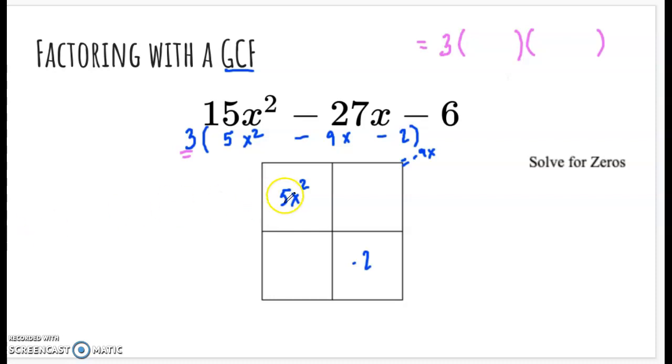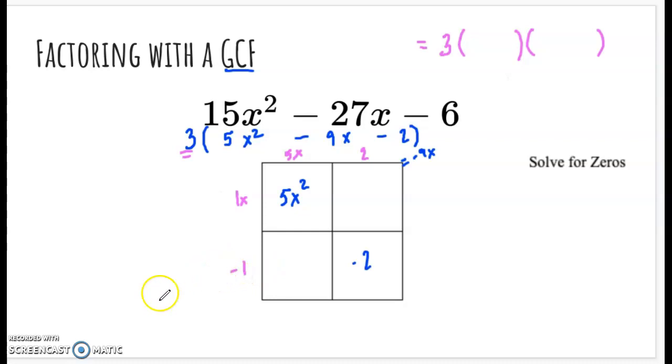All right, so let's see here. Let's start factoring. 5 is a nice prime number, so I know I'm going to have a 1x and a 5x. And 2 is also a really nice prime number, so I know I'm going to have a 1 and a 2, and I'm going to have a negative in there somewhere. I'll put it with my 1.